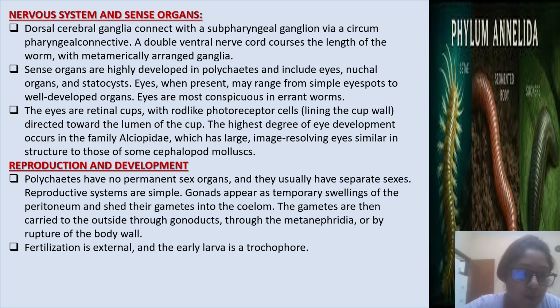Reproduction and development of the Polychaeta. Polychaetes have no permanent sex organs and they usually have separate sexes. Reproductive systems are similar. Gonads appear as temporary swellings of the peritoneum and shed their gametes into the coelom. The gametes are then carried to the outside through gonoducts, through the metanephridia, or by rupture of the body wall. Fertilization is external and the early larva is a trochophore larva.